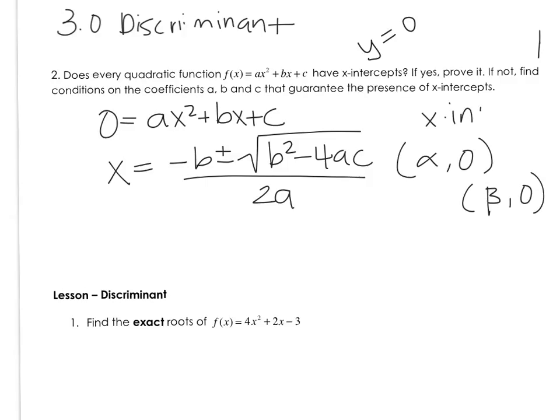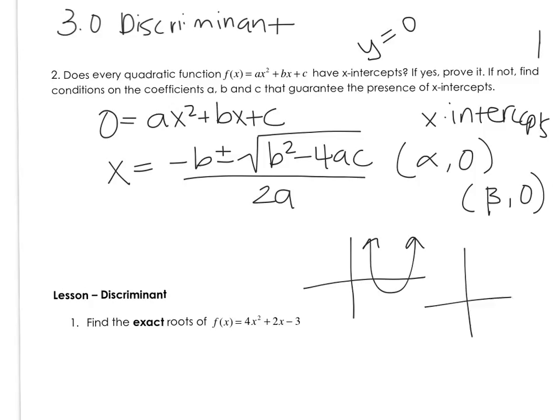But do we always have x-intercepts is the big question. Is there always a guarantee that we could have x-intercepts? There's a couple different options. Well, here's one quadratic function that has 2 x-intercepts. Here's another quadratic function that has no x-intercepts. And here's the last one that has only 1 x-intercept.